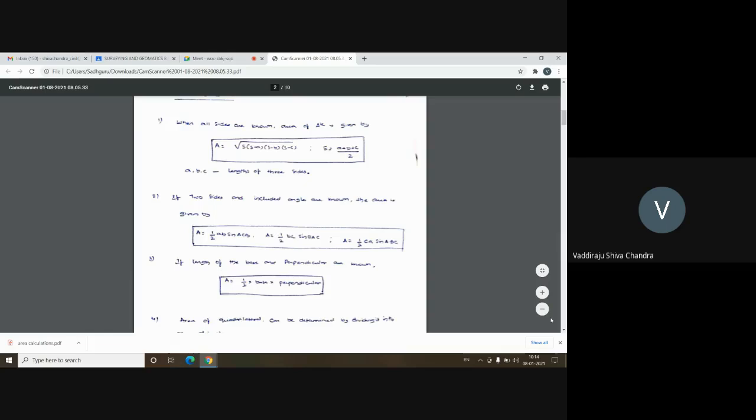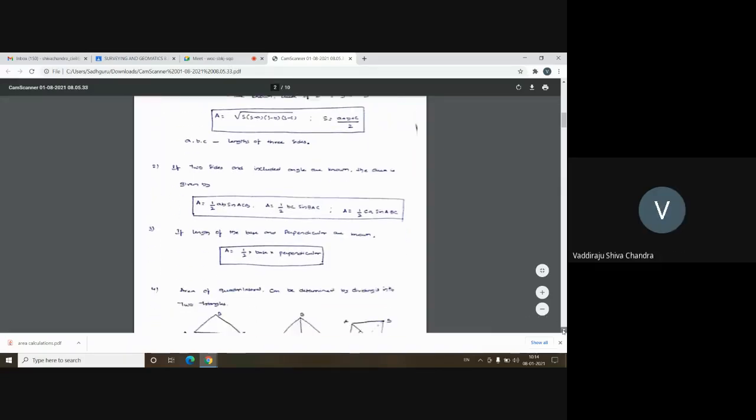Then how to calculate the area of a quadrilateral? What is a quadrilateral? It has four sides. It is a polygon which has four sides. So how to calculate its area? Triangulation method, sir. Dividing into triangles.